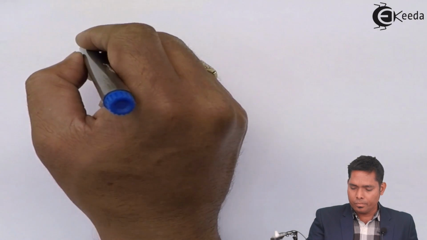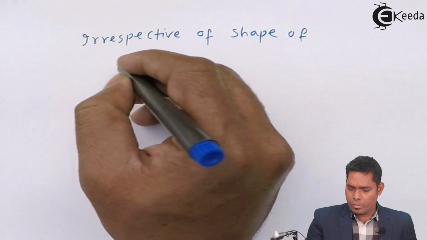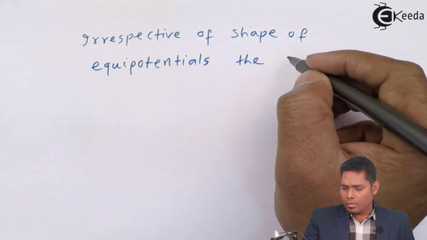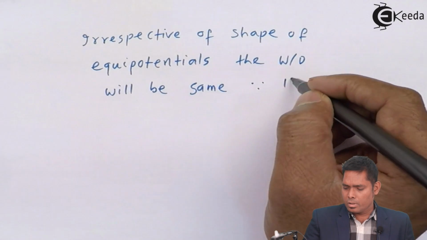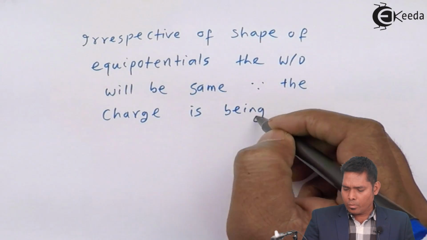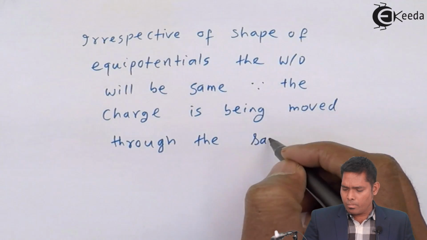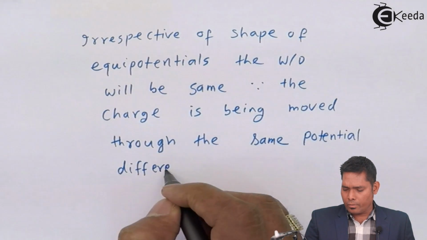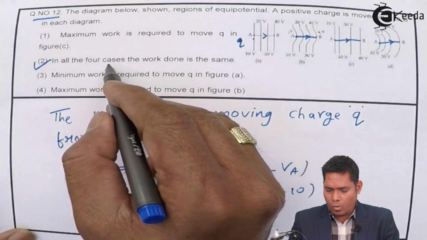So irrespective of the shape of the equipotentials, the work done will be the same, because the charge is being moved through the same potential difference. So the answer to this question will be option number 2, which is: in all the four cases the work done is same.